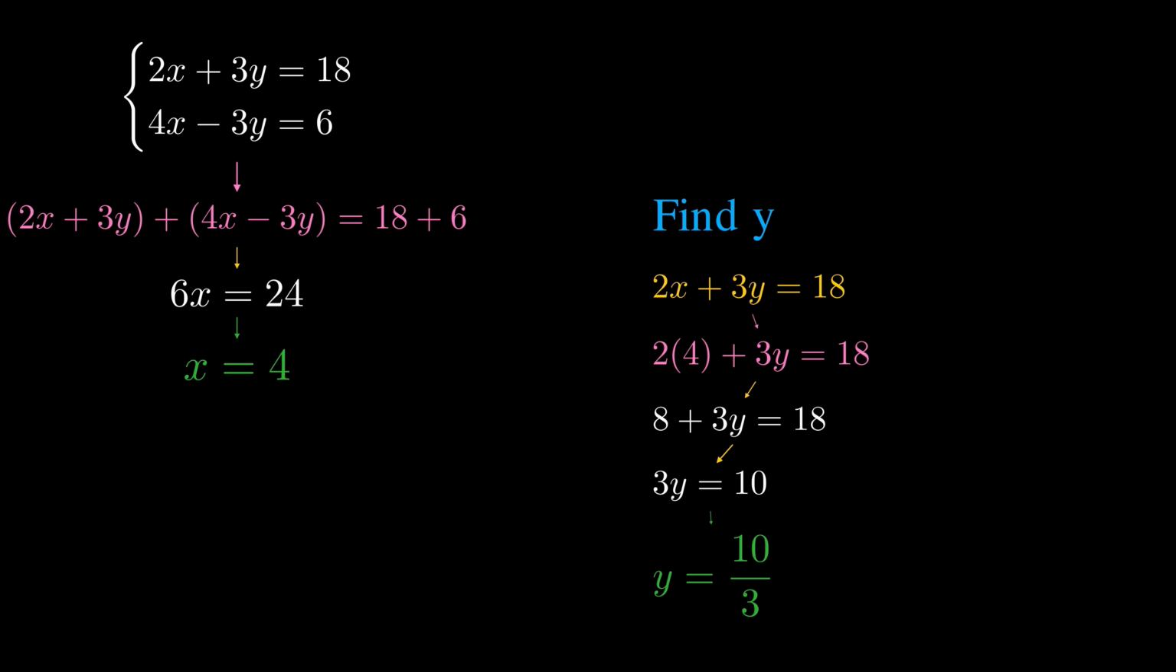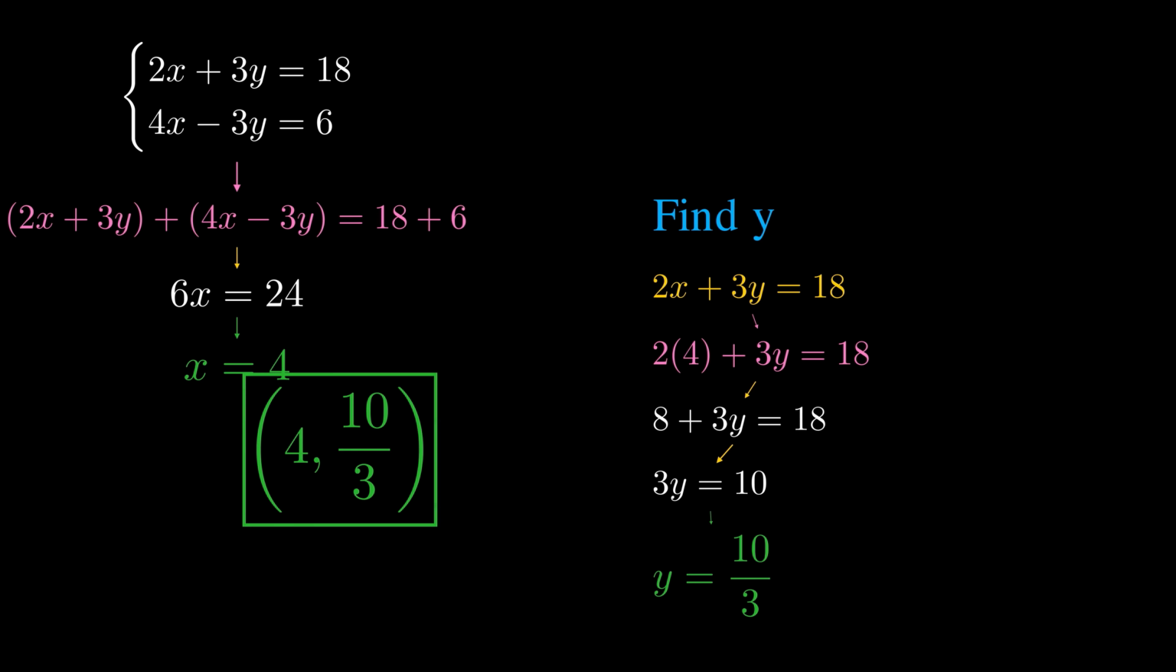The elimination method works best when variables are opposites. Add or subtract to make one variable disappear, solve, then plug back in.